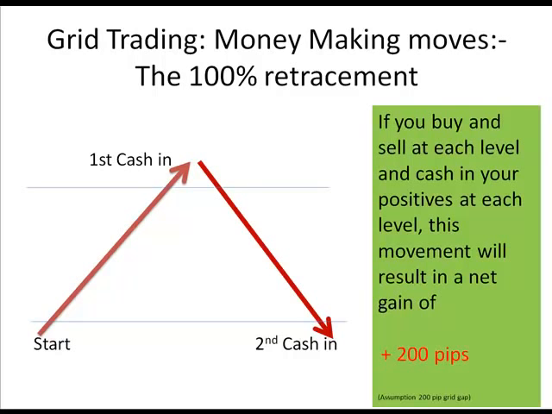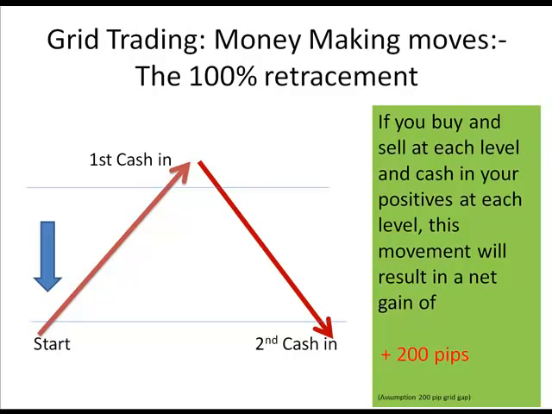Okay, so let's have a look at some money-making moves using the grid system. The first one is the 100% retracement move, and that results in a profit. If using a 200 pip grid, that would result in a 200 pip profit. And how this works is you would start with a buy and sell at the start. It would go up to your next level, and there you would enter a buy and a sell. And you would cash in your positive transaction and you would leave the negative transaction there.